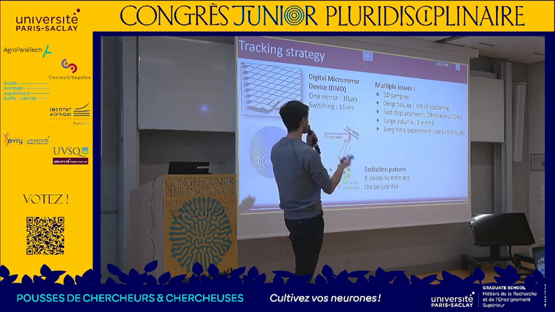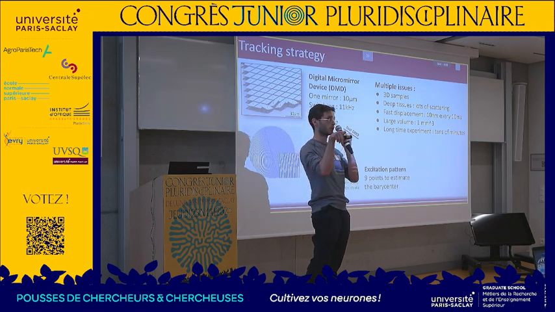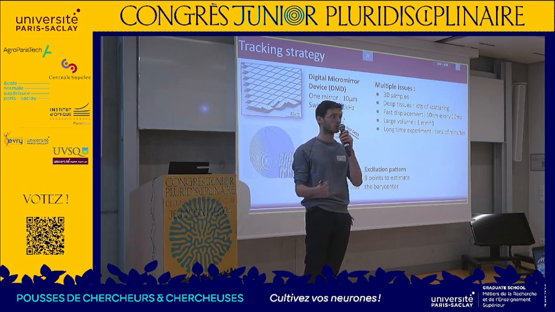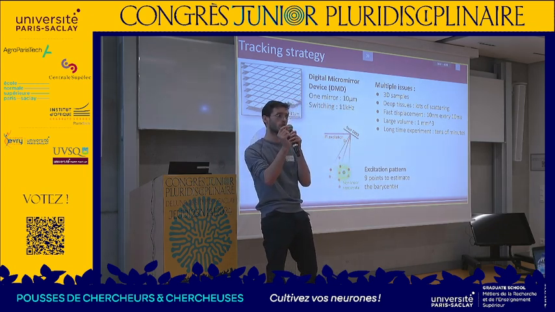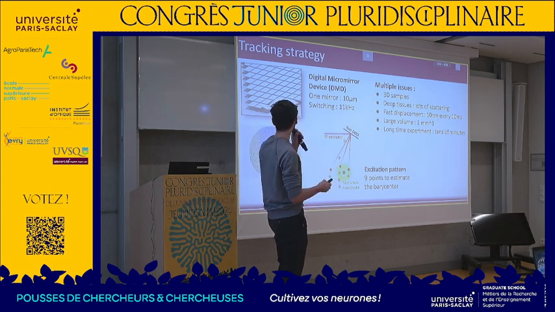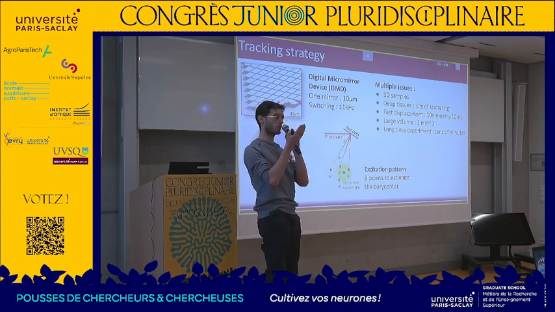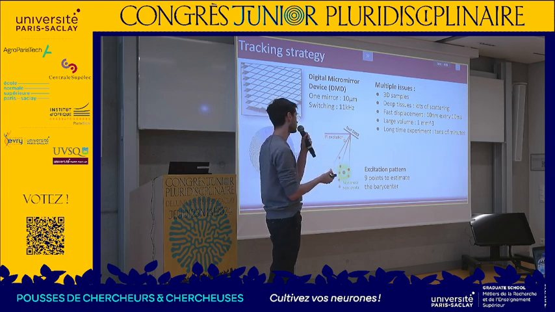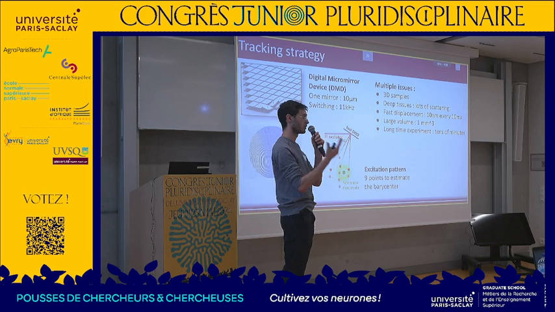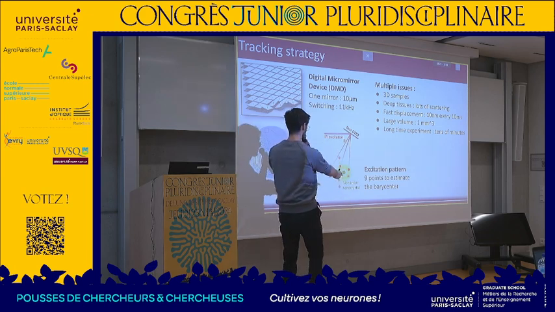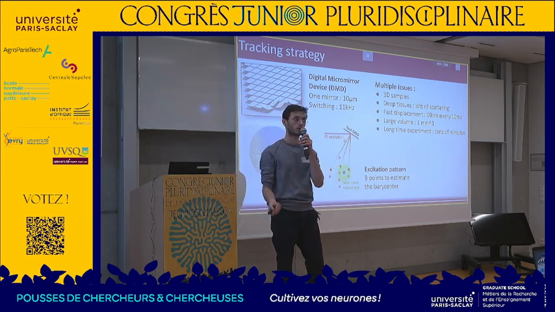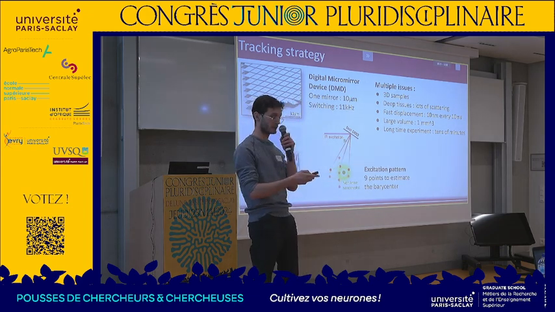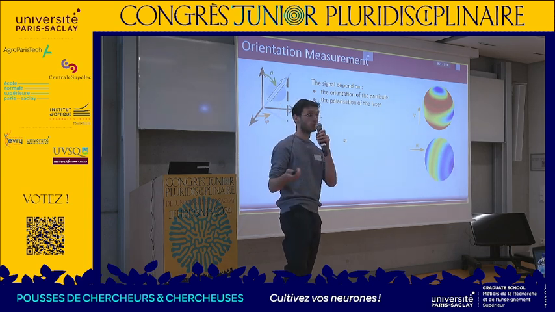Now we need something to make our laser follow the particle, and for that we use a digital micromirror device, which is just a set of very small mirrors of 10 microns. You can switch your mirrors on or off, and by carefully choosing the pattern, you can move your laser focus in the 3 dimensions. With that, we do 9 points around our particle, and we see which point gives the most intensity. That was for the position.